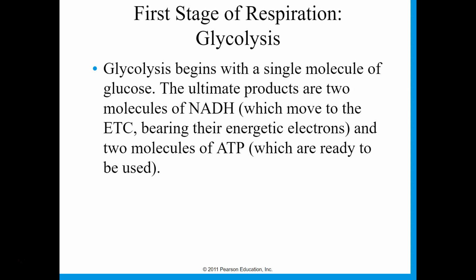The products of glycolysis are NADH, which remember are those electron carriers. Those are going to take those electrons to the electron transport chain, and you're going to get 2 molecules of ATP out immediately. So those are ready to be used right away.